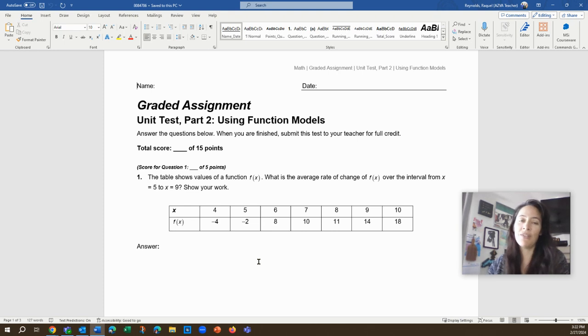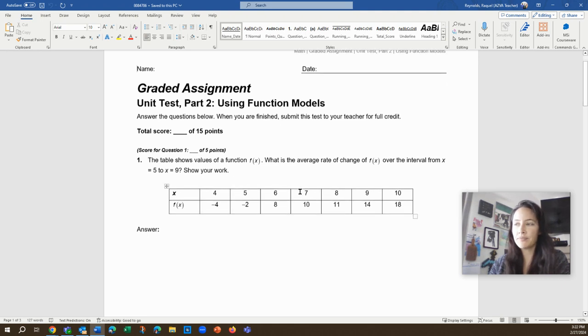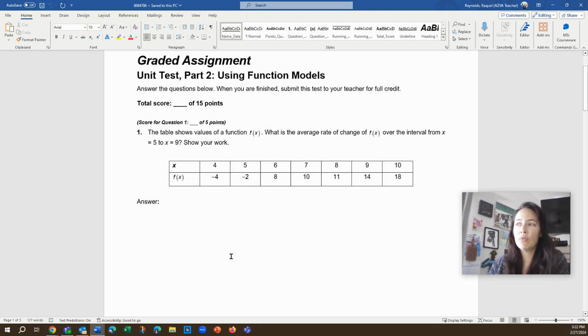That's what's meaningful. The table shows values of a function f of x. What is the average rate of change of f of x over the interval from x equals 5 to x equals 9? Show your work. Okay, if you don't remember how to find the average rate of change of a function, then look it up, either in your book or the internet. Search average rate of change of a function. It will pop up this formula.